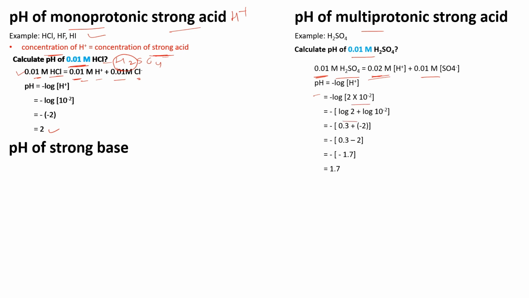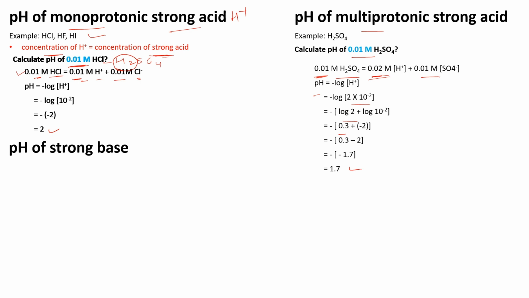So now log 2 into 10 to the power minus 2. Because it is multiplication, in log we do addition. So log 2 plus log 10 to the power minus 2. The value of log 2 is 0.3. Log 10 to the power minus 2 is minus 2. So by solving it, we'll get 1.7. Clear how to solve the pH of monoprotonic or multiprotonic strong acid?